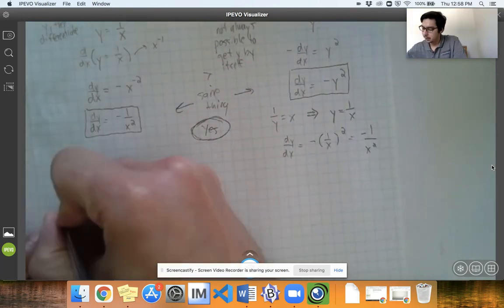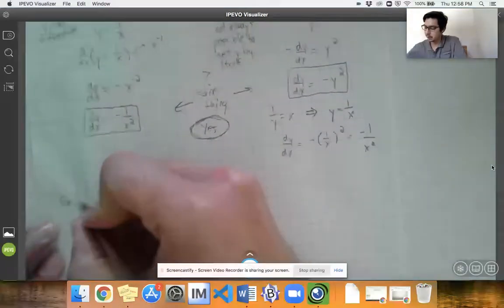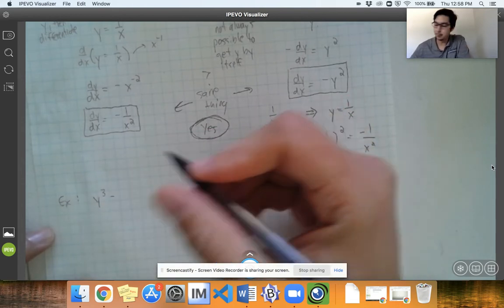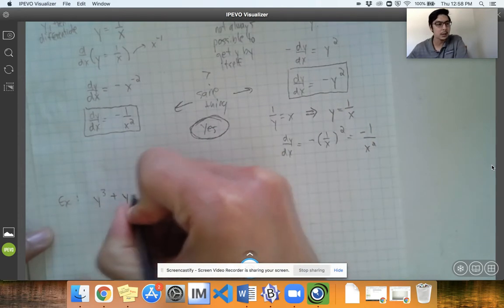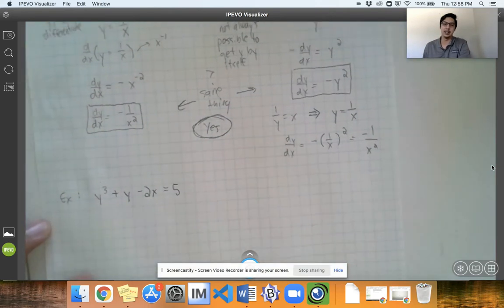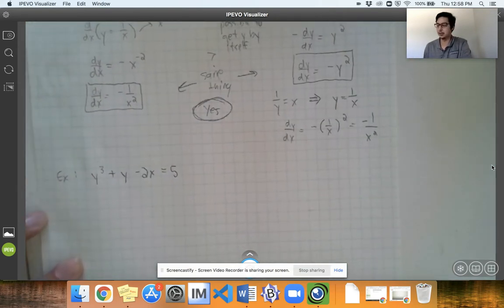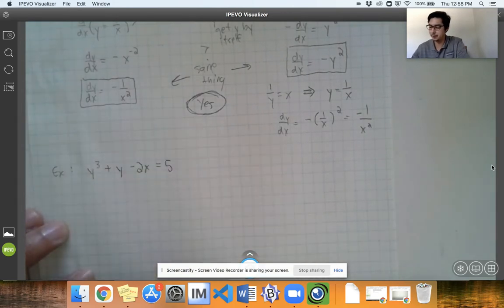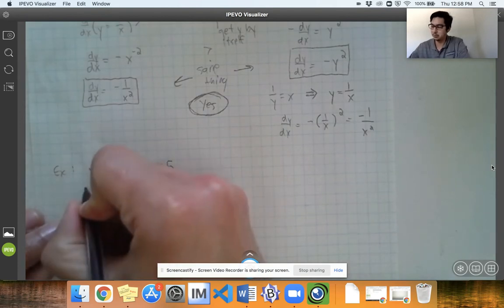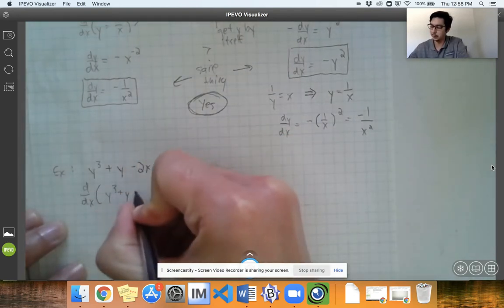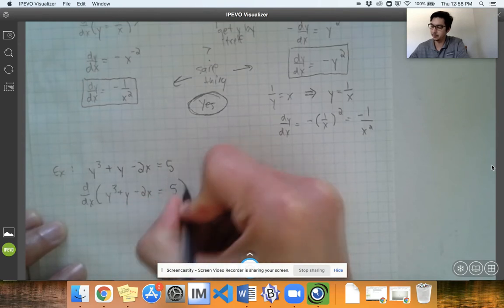So let's look at a new example, and let's look at a function y cubed plus y minus 2x equals 5. And I don't quite know what this looks like graphically. It's not an easy function. So what's the derivative of this function? Could I solve for y? I don't know. That looks pretty complicated. So the power of implicit differentiation, where we just take the derivative of the entire thing.